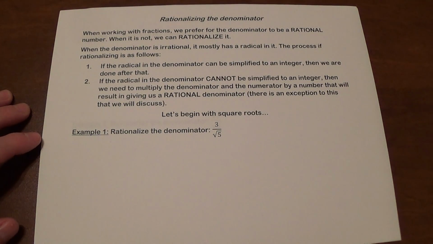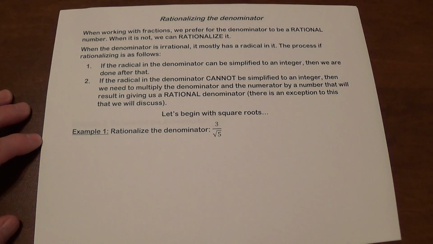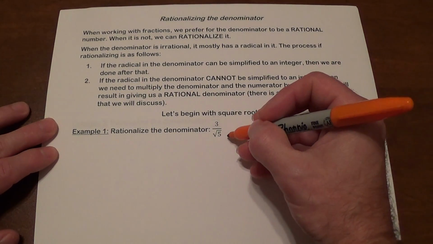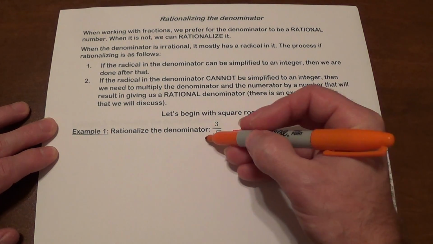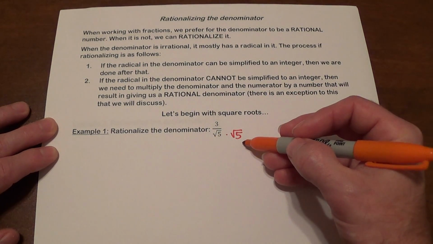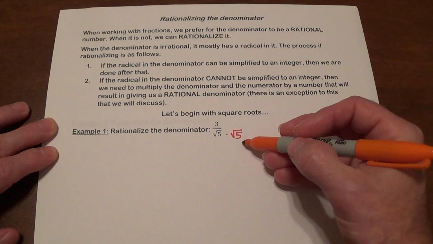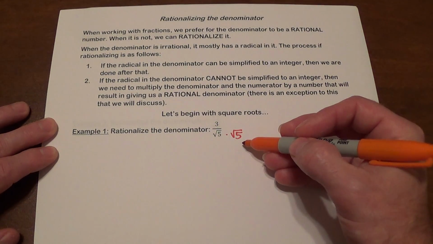So we have this first example. We want to rationalize the denominator for the problem 3 over square root of 5. Square root of 5 is a denominator that is an irrational number. So what we're going to do is if we multiply the bottom by the square root of 5, that's going to give us 5. Correct? And we no longer have an irrational number in the denominator.